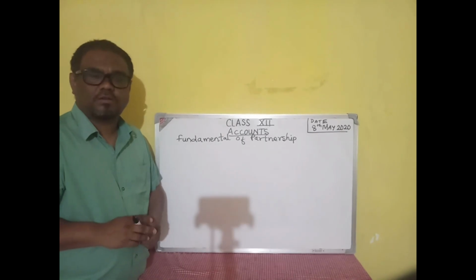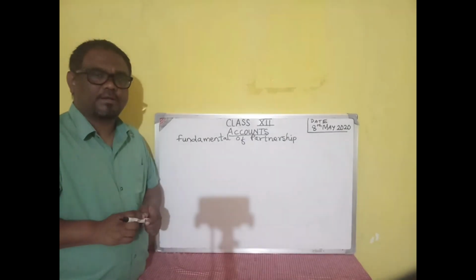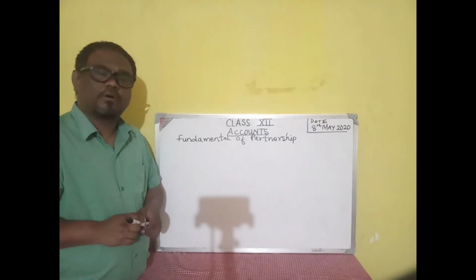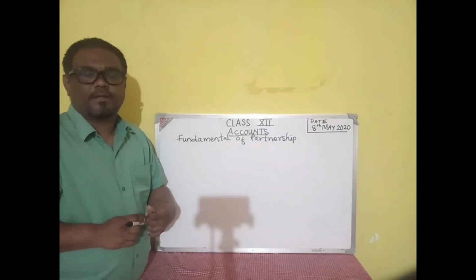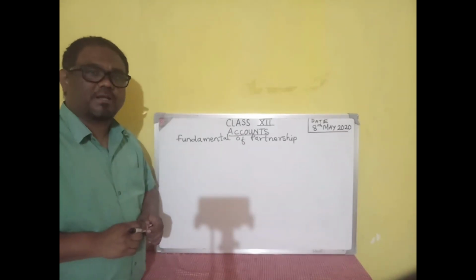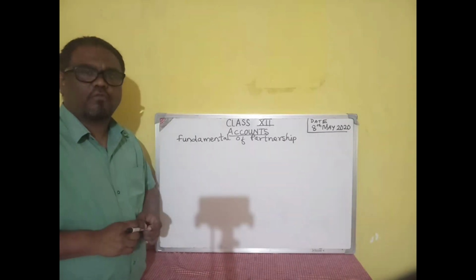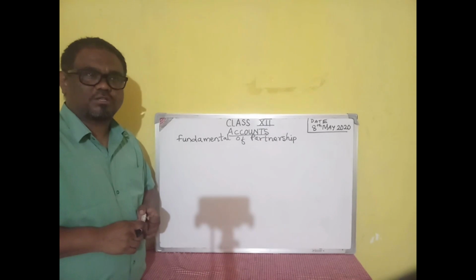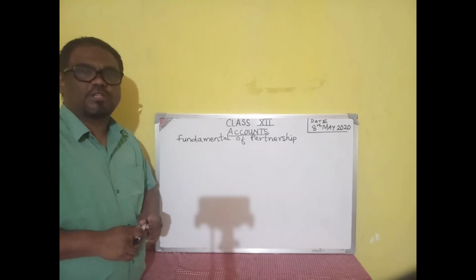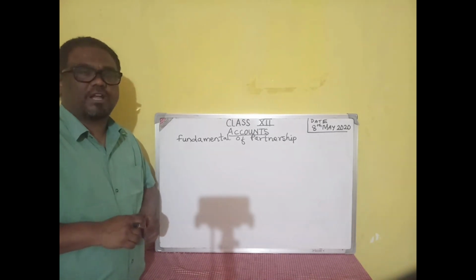So, in the last class, we completed the meaning of partnership, partnership deed, the contents of partnership deed, and the meaning of profit and loss appropriation account, and the journal entries passed in the profit and loss appropriation account. So today we will see the ledger prepared in the fundamentals of partnership.